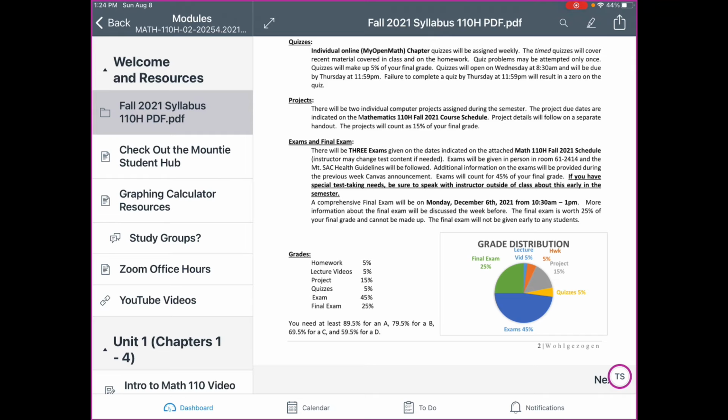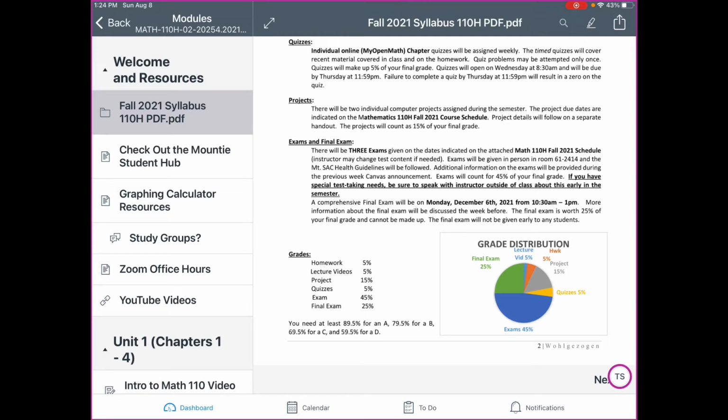The next section that we have is quizzes. So we will have a weekly quiz through MyOpenMath that you will need to complete. Each question can only be attempted once, and these are timed quizzes. You are able to use your notes on quizzes. However, you should be working independently and not be using any other resources.